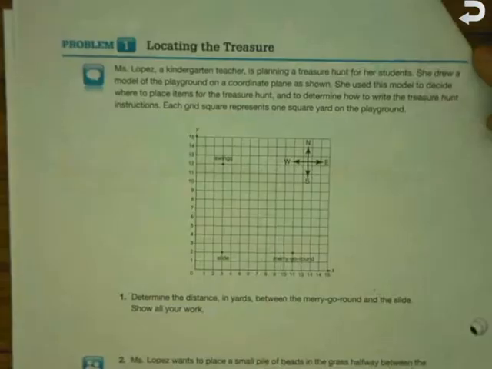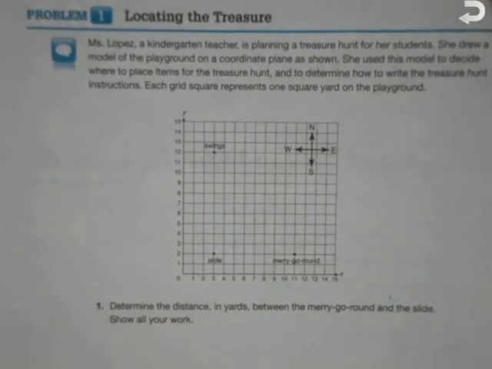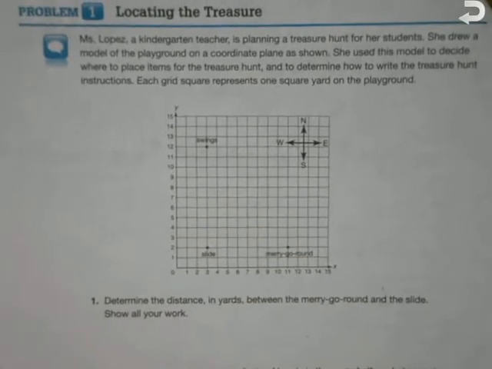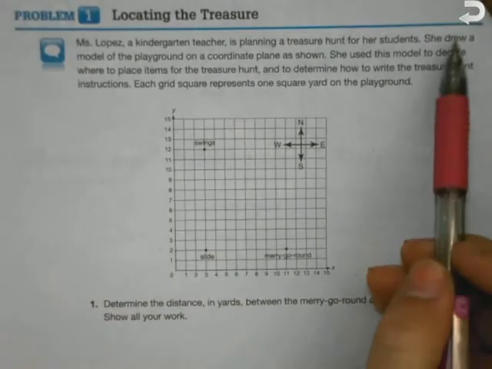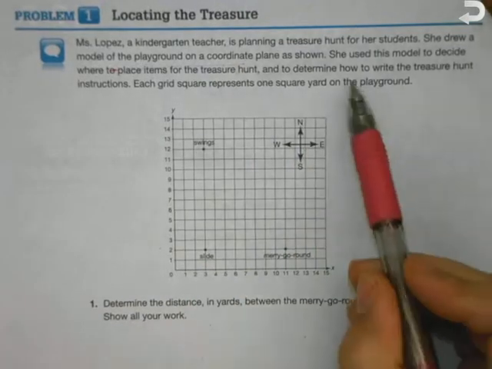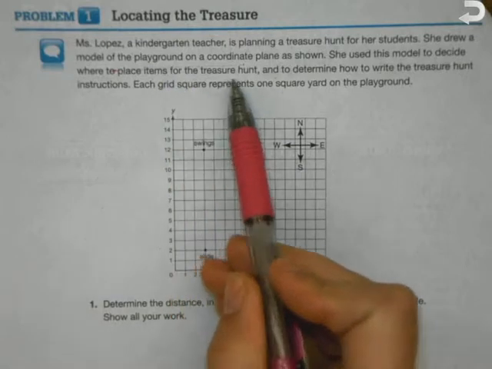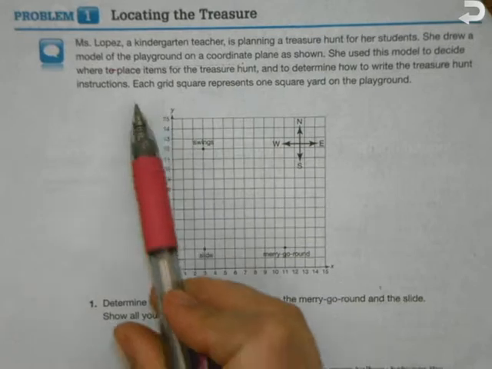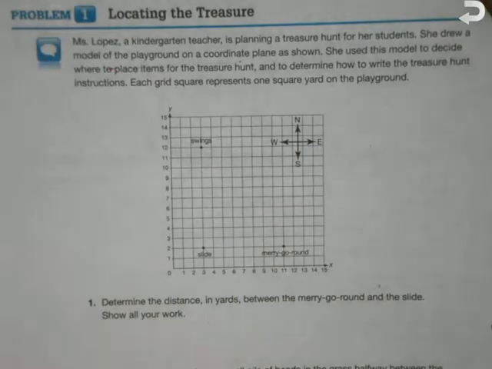So let's look at problem 1. I will read it to you, but make sure you are reading along. So problem number 1. Mrs. Lopez, a kindergarten teacher, is planning a treasure hunt for her students. Isn't that nice of her? She drew a model of the playground on a coordinate plane as shown. So this is the playground. She used this model to decide where to place items for the treasure hunt and to determine how to write the treasure hunt instructions. Each grid square represents 1 square yard in the playground.